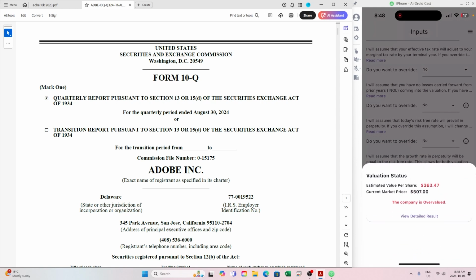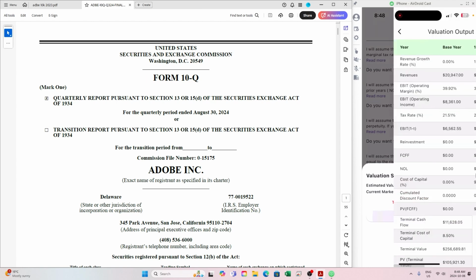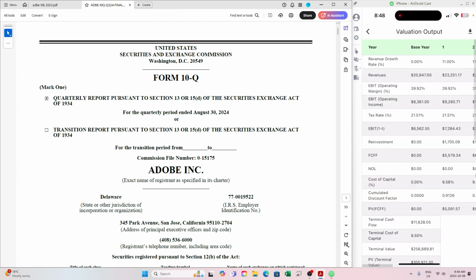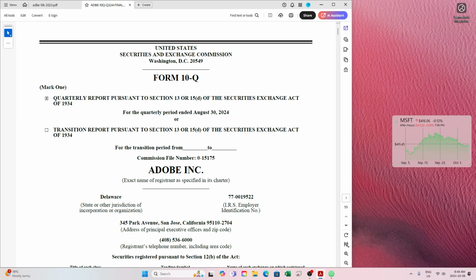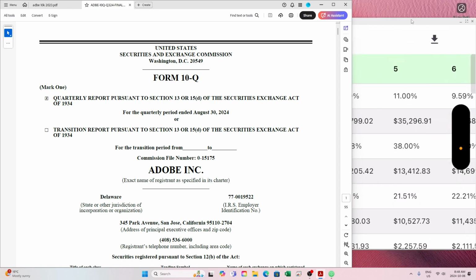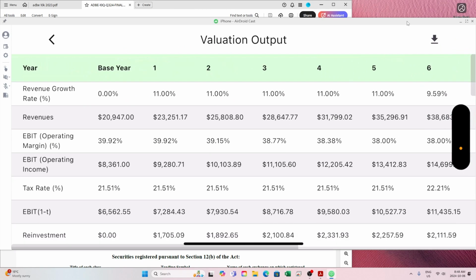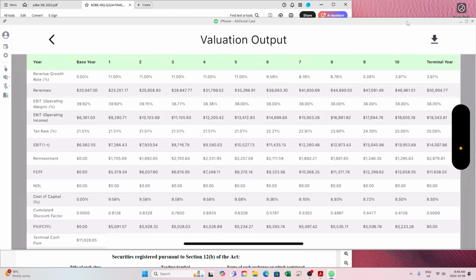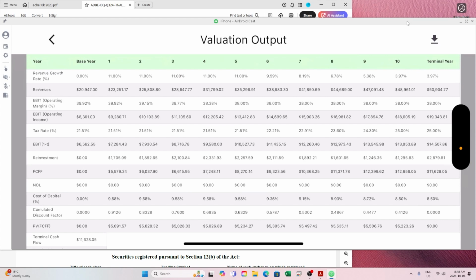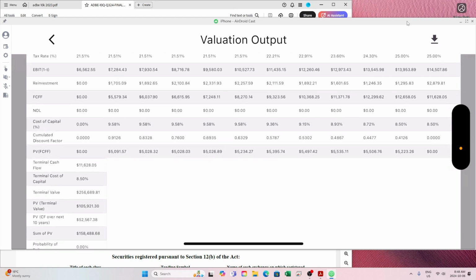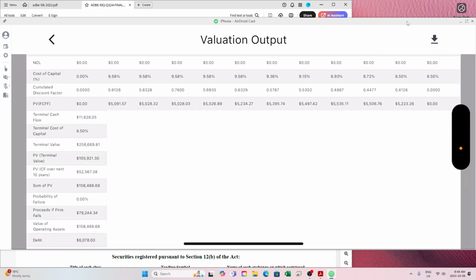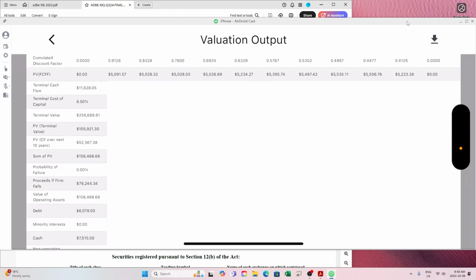$363 per share, which is really expensive as compared to current market price of $507. After declining 15% a year, Adobe is still very expensive company as compared to its current market price. So it's definitely not a buy right now. It's expensive.